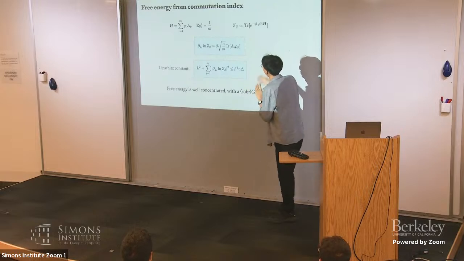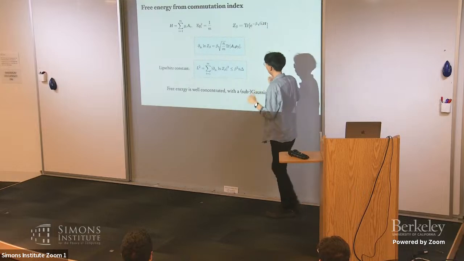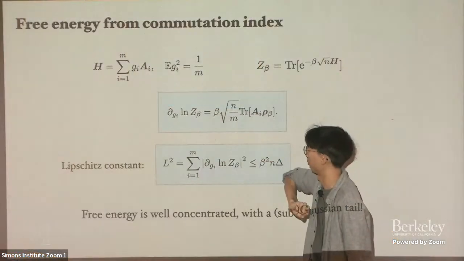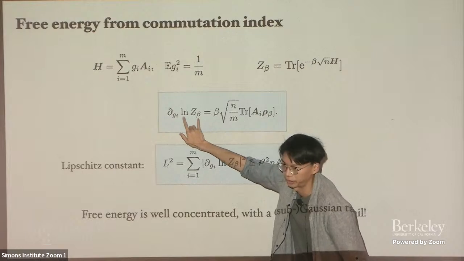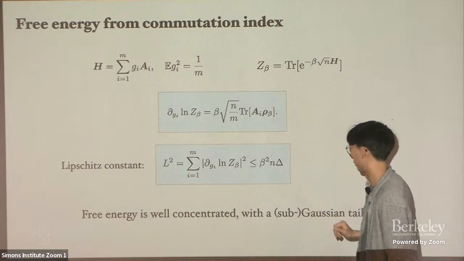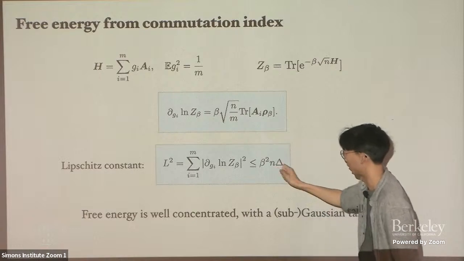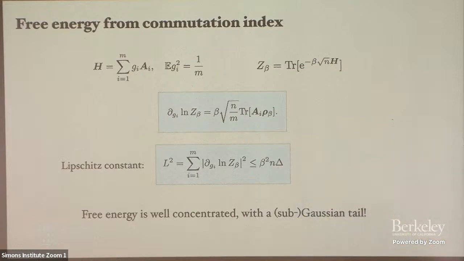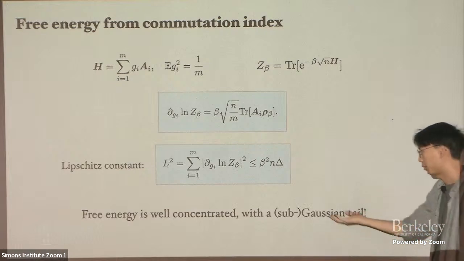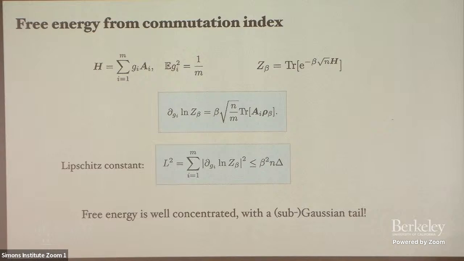Right. So now if you accept that this commutation index somehow governs concentration, then you can also directly compute the Lipschitz constants with respect to this random variable. And it turns out this is also bounded by this quantity. Just directly evaluate this, and you really just get this number. So then this free energy is also well concentrated with a nice tail. Then this agrees.